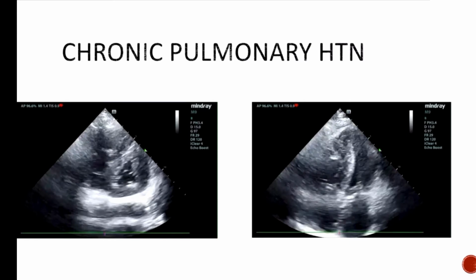Now, what's the difference between someone who has acute pulmonary hypertension and chronic pulmonary hypertension? If they've had chronic high pressures in their right ventricle, which we talked about is a small, thin, flimsy structure, what's going to happen to that structure? It's going to eventually compensate. It's going to get big and strong.